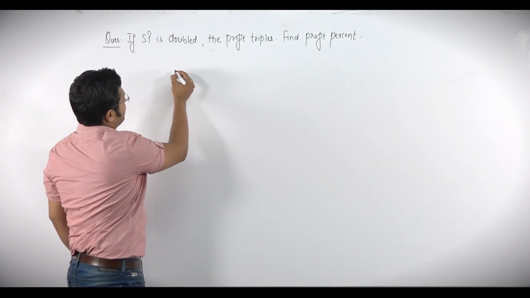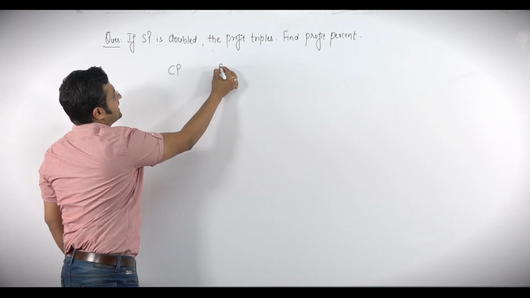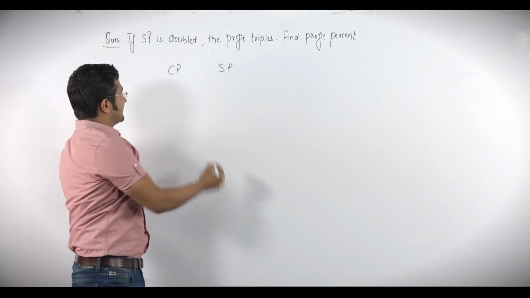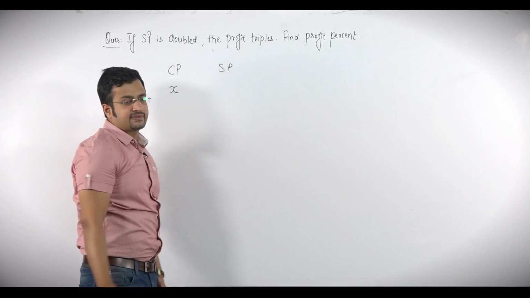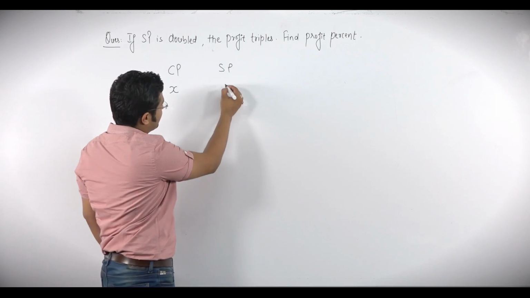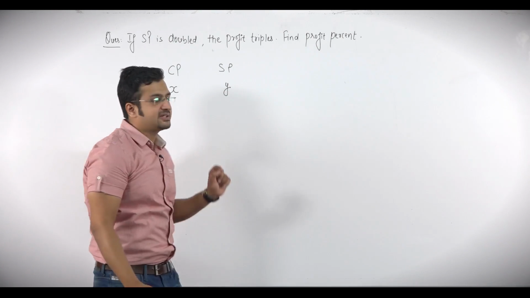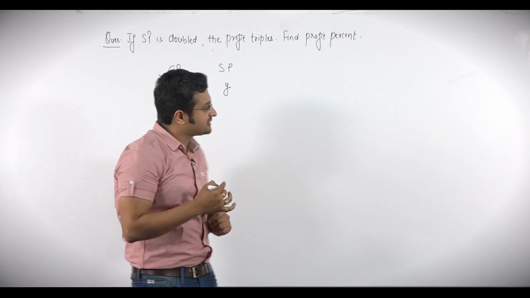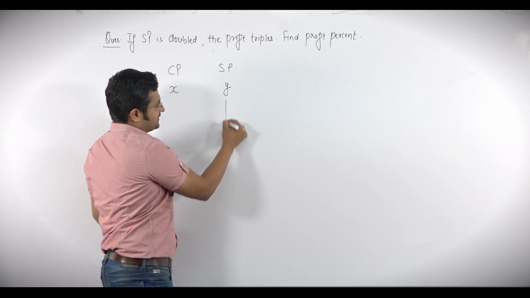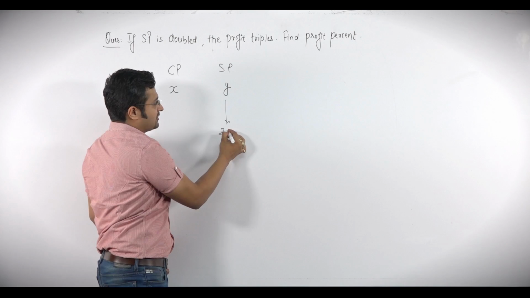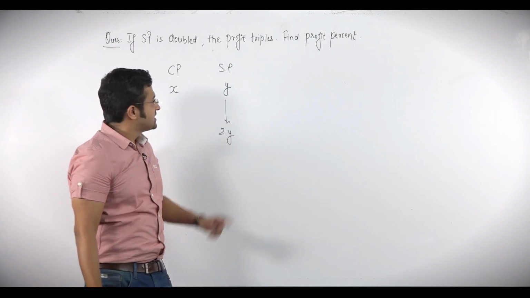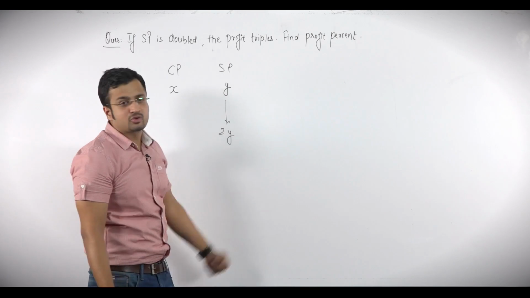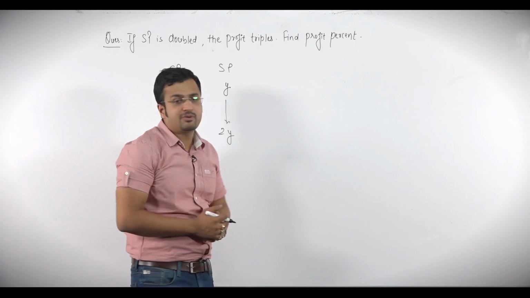Again we will apply the same thing, CP and SP. We will write, assume CP to be equal to X and SP to be equal to Y. Now what they are saying? They are saying selling price is double. Selling price if Y, then now how much has it become? Double, that means 2Y. SP was Y, it becomes 2Y. There is nothing mentioned about CP.